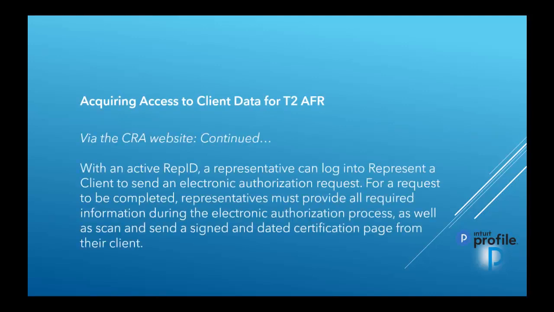And to continue from that, acquiring the access to client data for T2 AFR via the CRA website. With an active rep ID, a representative can log in to Represent a Client to send an electronic authorization request. For a request to be completed, representatives must provide all required information during the electronic authorization process, as well as scan and send a signed and dated certification page from their client.